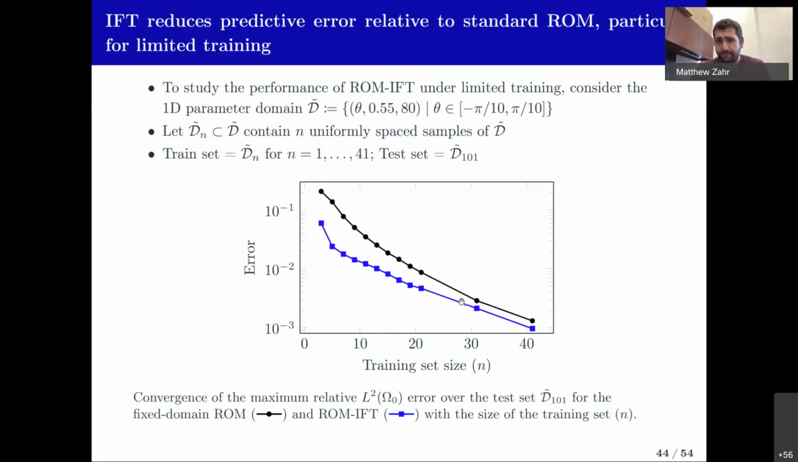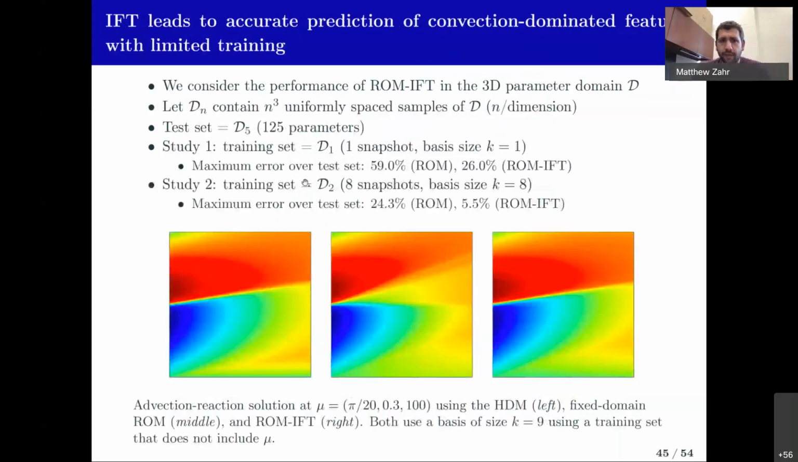So that's the first study that we ran here to see the benefits of this, particularly in the limited training regime. Now, if we look at another study where we're opening up and considering the whole 3D parameter space, and we're considering a 5 by 5 by 5 sampling of that as our test set, and taking, again, the maximum error over that. If we do a training set that only contains one snapshot, literally one point sampled from the very center of that parameter domain, we're not going to expect too much out of this because of how limited the training is. With just a standard ROM, your maximum error is 59%. But with the feature tracking, it's still, I would say, unacceptably large at 26%, but it's still a pretty dramatic reduction.